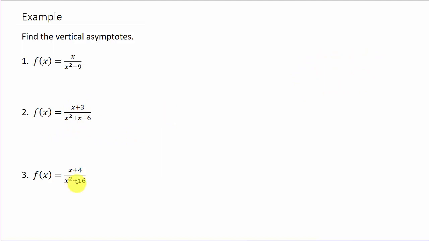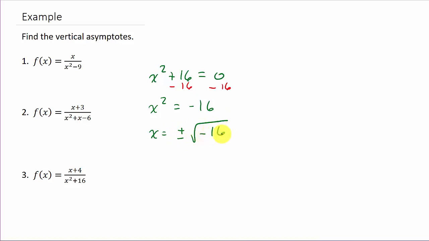All right, so now let's look at the last one. We have x squared plus 16 equals 0. If we solve this, it won't factor, but we can use the square root property. We move the 16 over by subtracting 16 from both sides, and I get x is equal to plus or minus the square root of negative 16. So this is x equals plus or minus 4i.